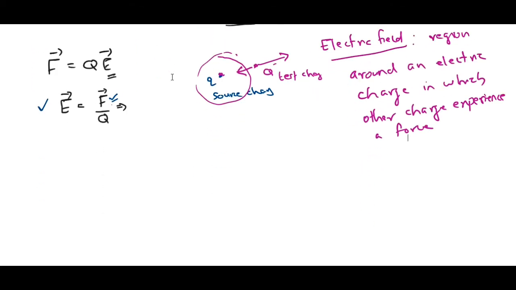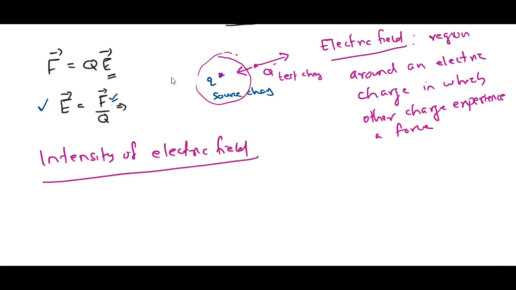What is the strength of the electric field? That is, the strength of the electric field is denoted by the intensity of the electric field. That is the intensity of the electric field at a point. How can we define that? If you see here, we have electric field E is equal to F by Q.